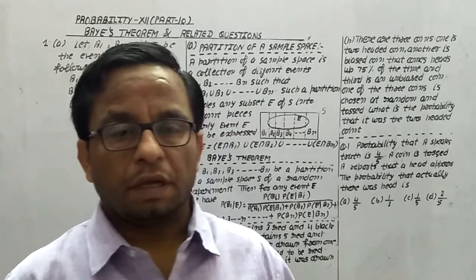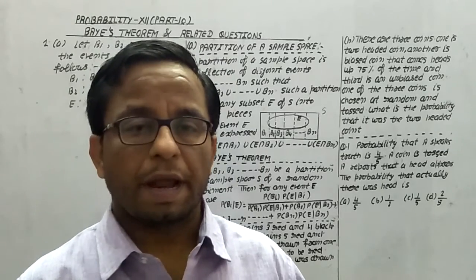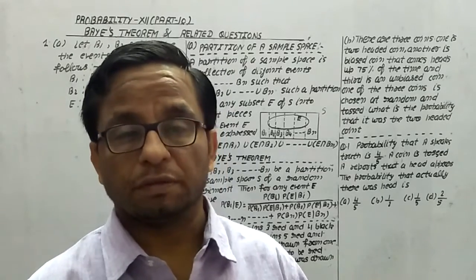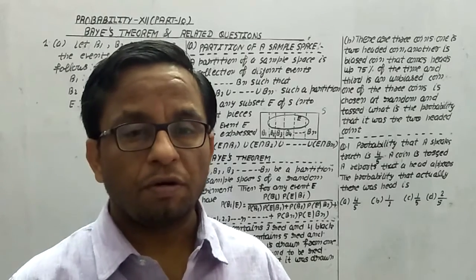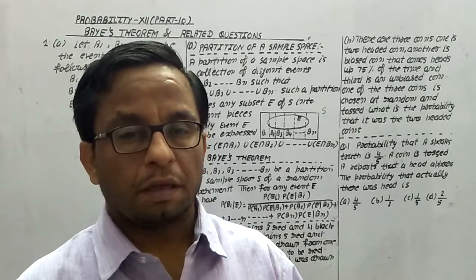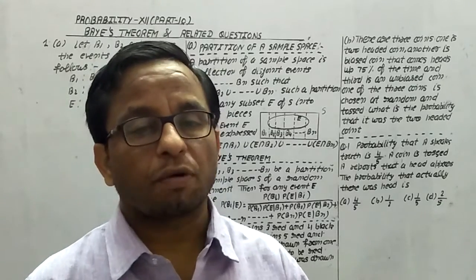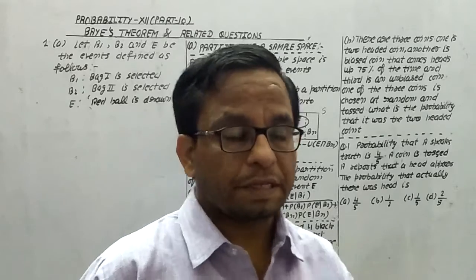Hello everyone. In this part 10 of probability, we are going to discuss Bayes theorem and questions related to Bayes theorems. In the last video, we learned about the theorem of total probability. Bayes theorem is slightly different from the theorem of total probability. What is the basic difference?